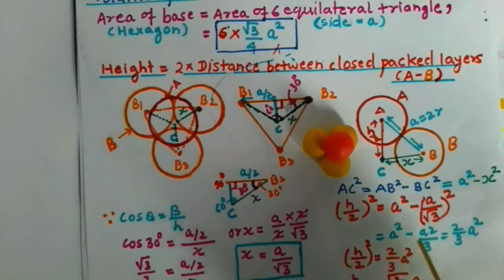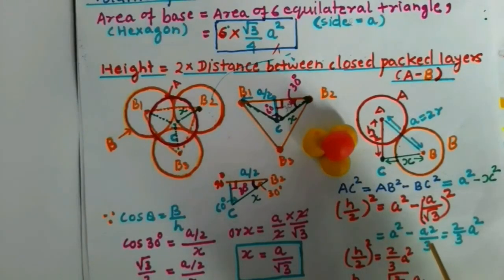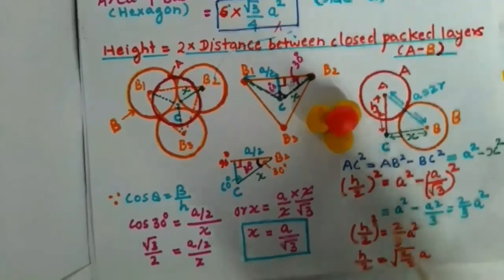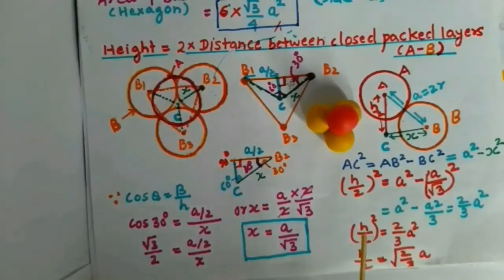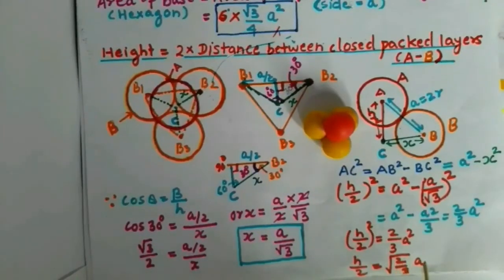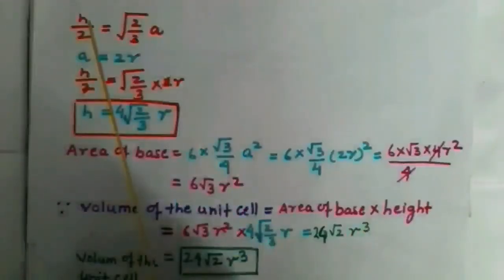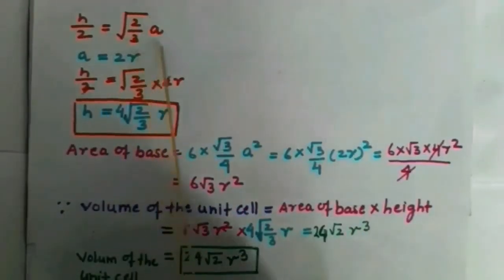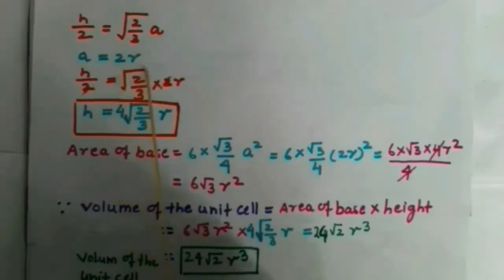This is equal to a square minus a square divided by 3, and 3a square minus a square divided by 3 will give 2a square upon 3. So h upon 2 whole square will be equal to 2 by 3 a square. Taking the root on both sides, we get h upon 2 is equal to root 2 by 3 a. Now we have calculated h upon 2 is equal to root 2 by 3 a, and we know that a is equal to twice of r.